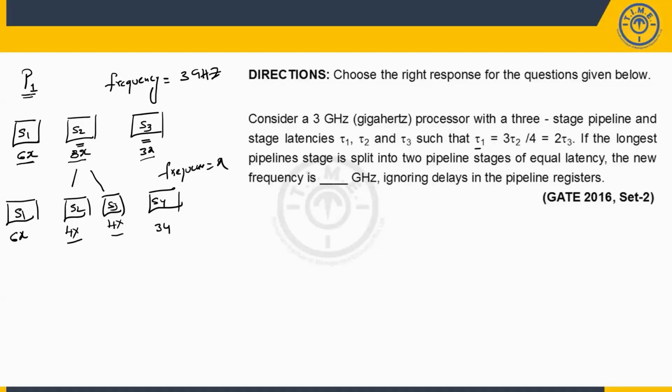So it's very simple. What is the pipeline time for P1? Pipeline time is 8x. The max stage delay is the pipeline time, right? Yes or no? See, simple thing. You just need to remember one statement all the time. The pipeline time is always the max stage delay.